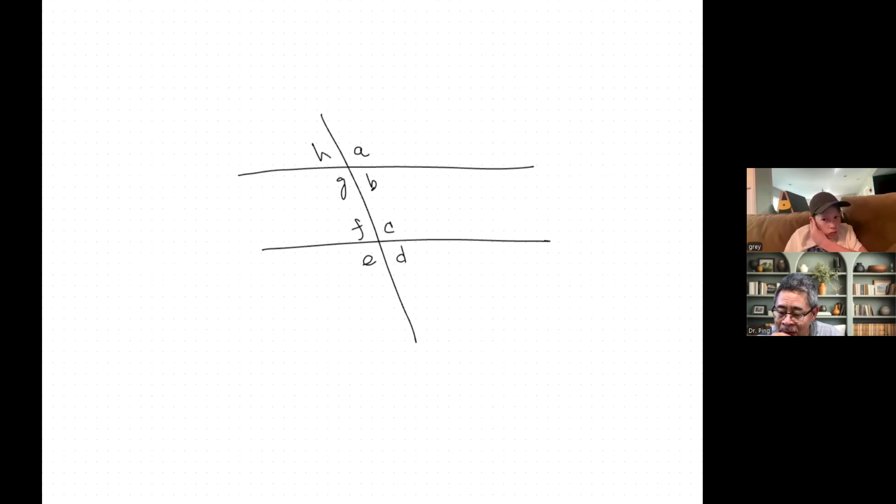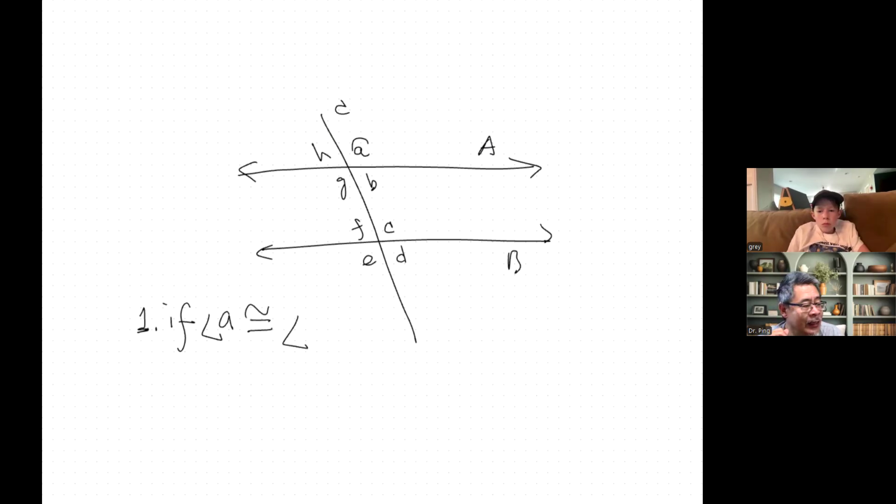Now, the one property is that if corresponding angles are equal, that means if we've got two lines here, this is our A, this is our B, and this is our C. So if angle A is congruent to angle C, which is the corresponding angle, that means corresponding angles are congruent, then line A will be parallel to line B. That's the sign we use for parallel.